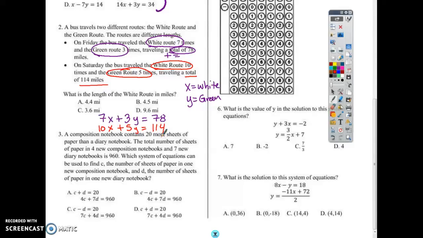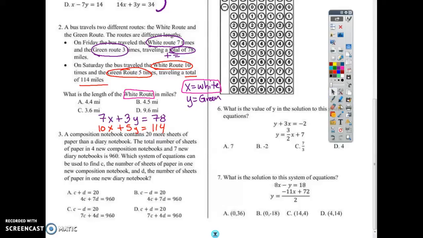So once you find the 2 equations, it's pretty simple. You put it in Desmos, you find the solution, and it's only asking for the white route. So that's going to be your x. Okay, so I want you to go find the solution and only look at the x. That'll be your white route. So you can pause the video and work that problem out.